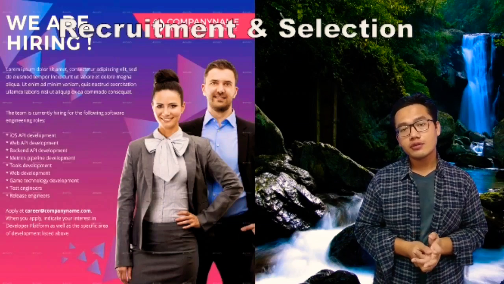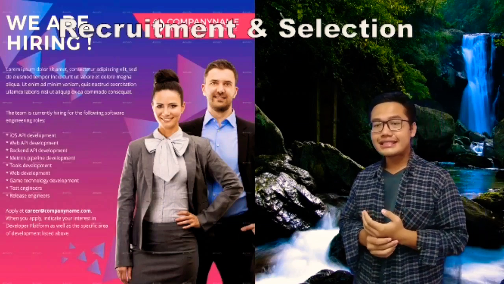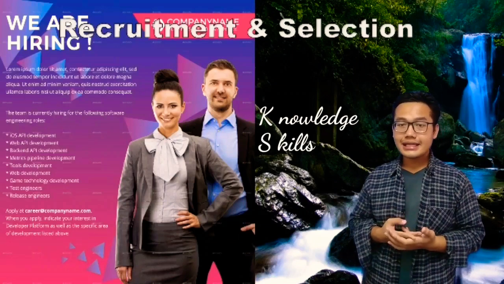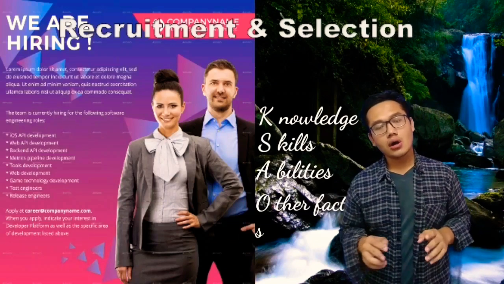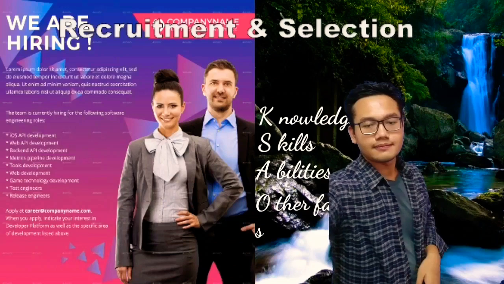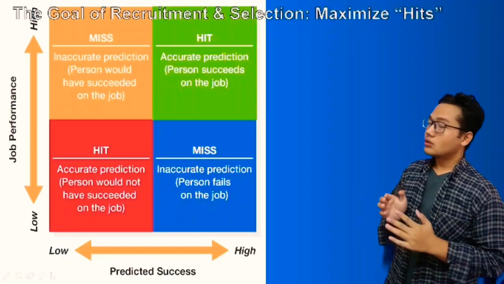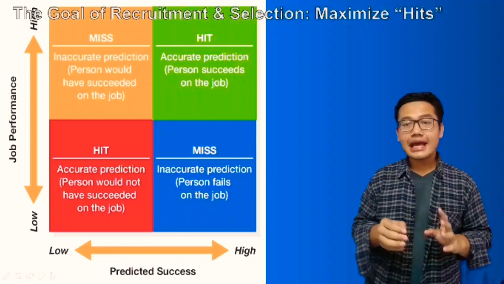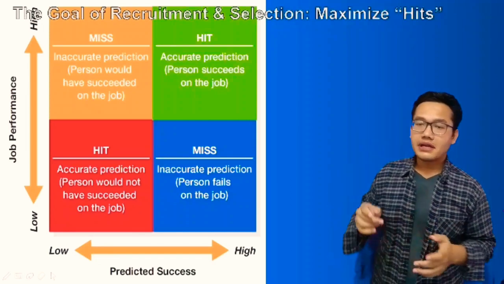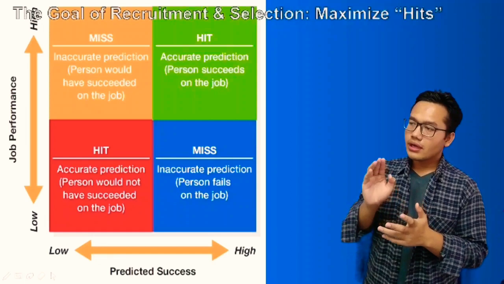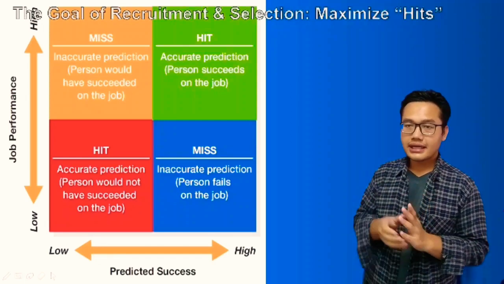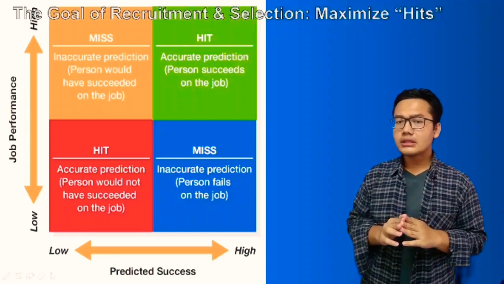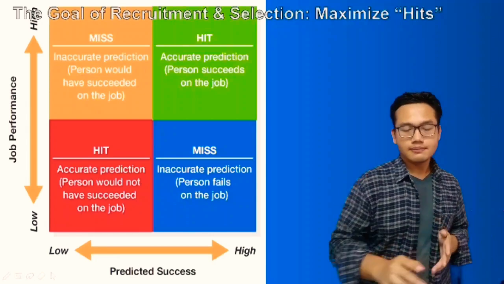The manager has to identify the competencies needed by the applicant for success, like knowledge, skills, abilities, and other factors, or key skills. The goal of selection is to maximize hits. What are hits? Hits are accurate predictions. You can predict that a person will succeed on the job, or that the person will not succeed on the job.